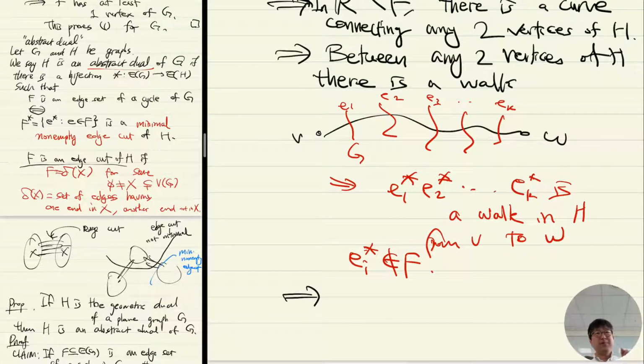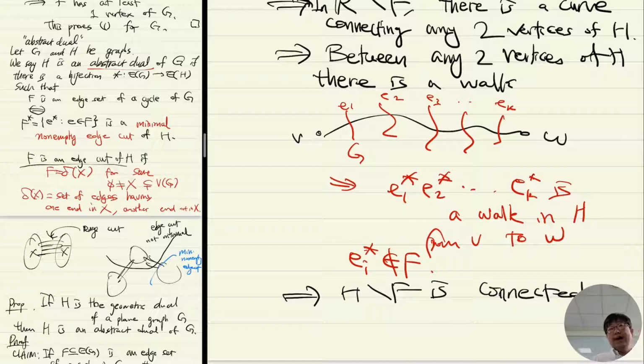What does that mean? That means any two vertices are joined by an edge not in F. So G delete F is connected. No, H delete F is connected. Right? Contradiction. This contradicts the assumption that F star is an edge cut.